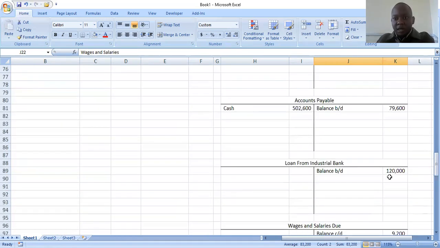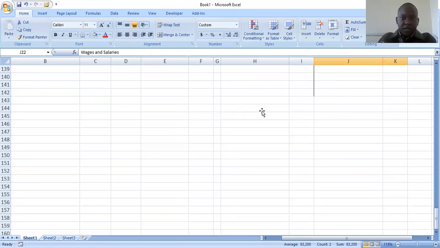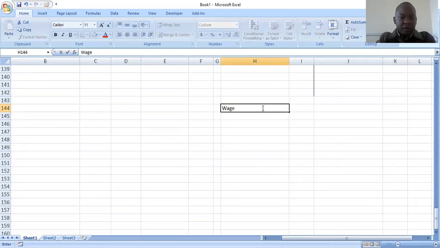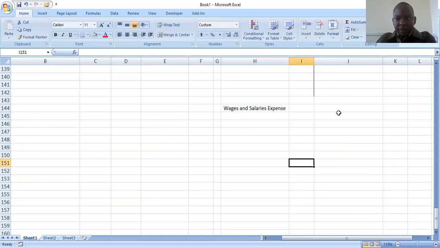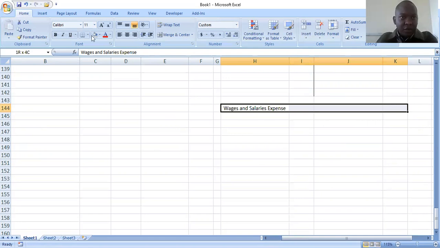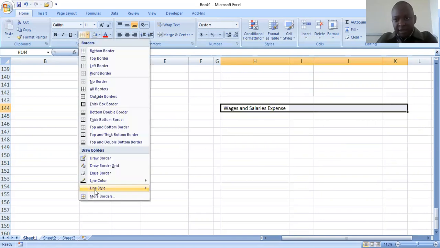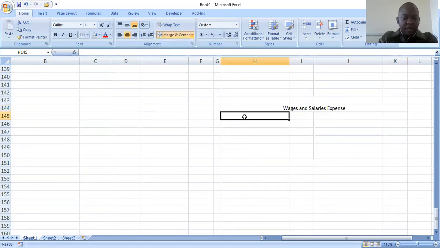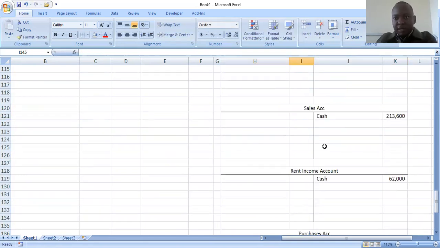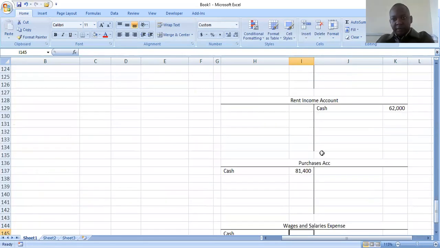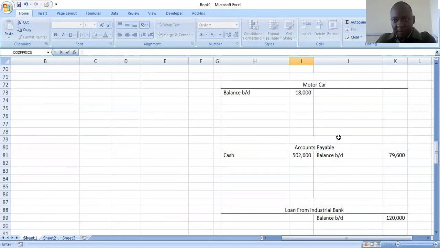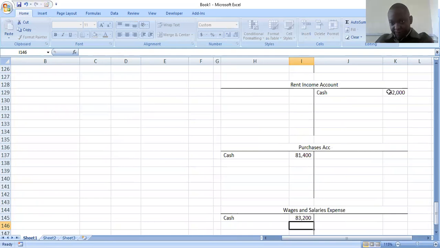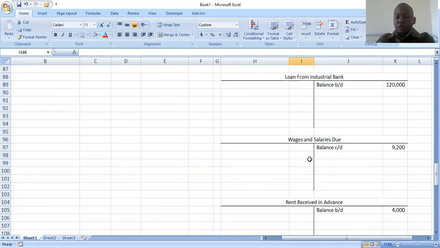So we create a wages and salaries account, or rather wages and salaries expense, which ought to be debited. So we debit this by cash. The amount is 83,200, like that. Move on to our cash summary.